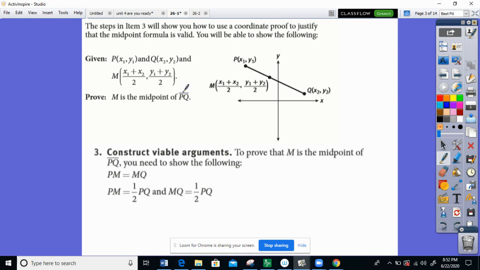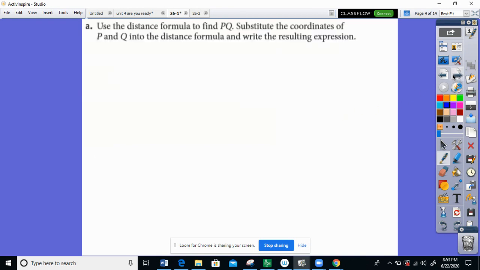So how do we do that? Well, we need to show two things. If point M is the midpoint, then the length of segment PM is going to be the same as the length of segment MQ. And also, the length of segment PM needs to be half the length of segment PQ, and the same thing for segment MQ. Segment MQ needs to be half the length of segment PQ. So here's how we're going to go about showing that.